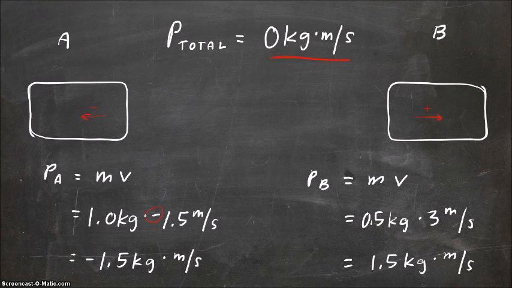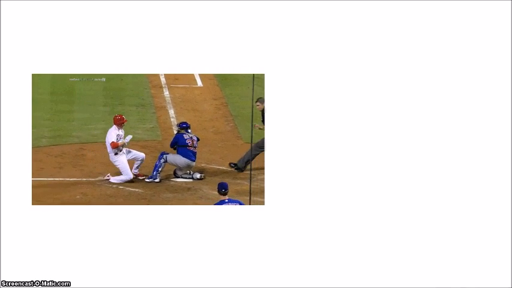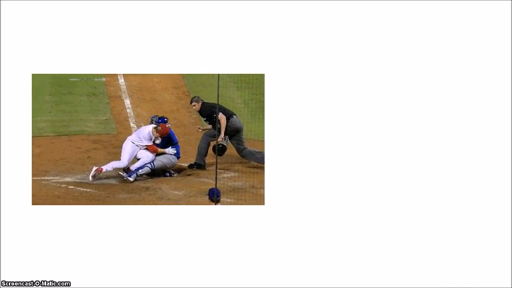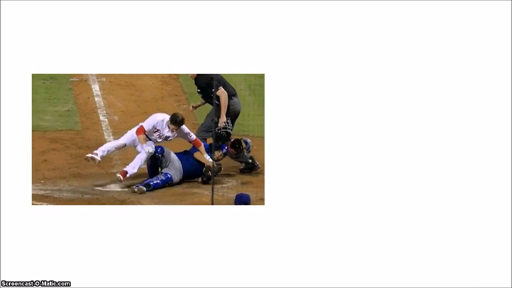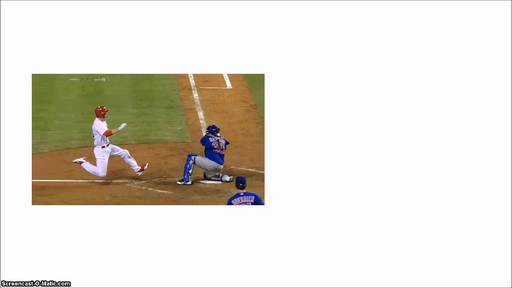Momentum is conserved. Now these are explosions, which is two things moving away from each other. But how about collisions, where two things come together and collide and smush? Is it the same? Well, let's find out. Here we have a baseball player sliding into home and collides with the catcher. And it was a pretty major collision, right?